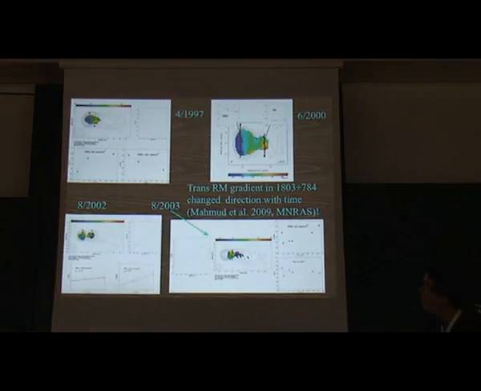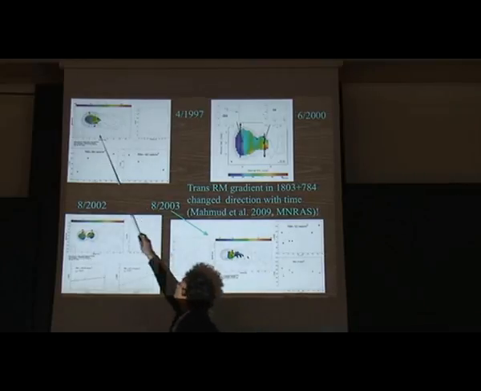And this is another interesting result that has just been accepted for publication in Monthly Notices. And it's a related phenomenon that's a bit different. In this object, we always see a transverse rotation measure gradient in the jet, but the direction changes with time. And again, I've put on the arrows to sort of guide your eye.